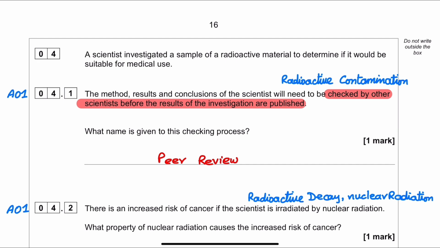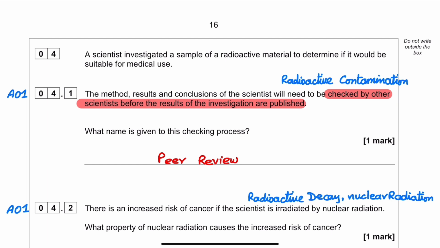4.2 is an AO1 question, and this question is from the topic of radioactive decay and nuclear radiation. There is an increased risk of cancer if the scientist is irradiated by the nuclear radiation. What property of nuclear radiation causes the increased risk of cancer?